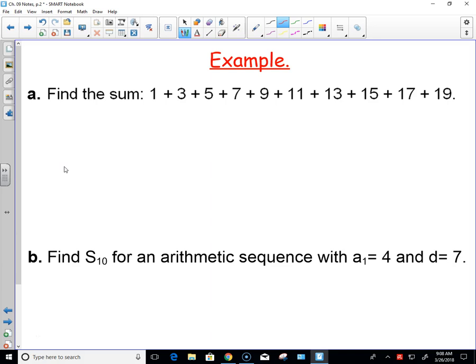It's a sum of, well, let's see, 1, 2, 3, 4, 5, 6, 7, 8, 9, 10. 10 different digits. So this would be S sub 10, the sum of the first 10 terms, the 10th partial sum. I'm trying to find S sub 10. Yes, you could do 1 plus 3, and then that plus 5, and then that plus 7. Or you could just say, wait a minute, I see a pattern. And the pattern is, first of all, it is arithmetic, because you're adding 2 every time.